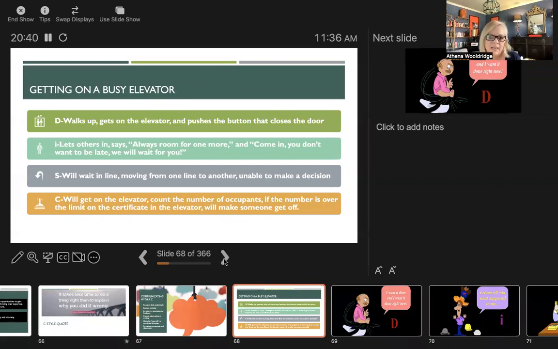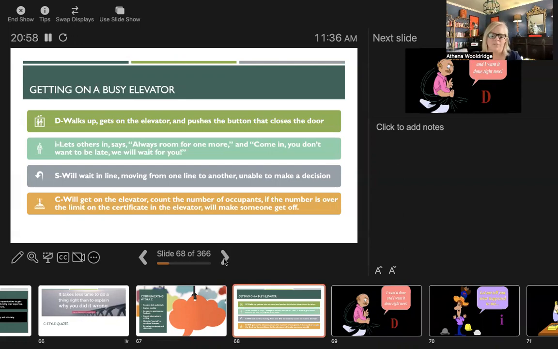That is our I. An S, they're not really sure which one to get on. They're trying to figure out the fastest way. Should I take the stairs? Should I take the elevator? Should I wait on this one? Man, this is taking a long time. Those are the people you see on the highway switching lanes, always trying to move ahead somehow. The C, they're going to kind of count everybody.